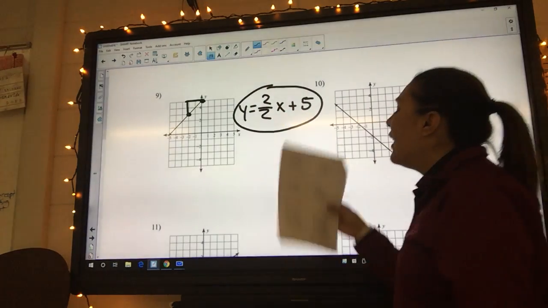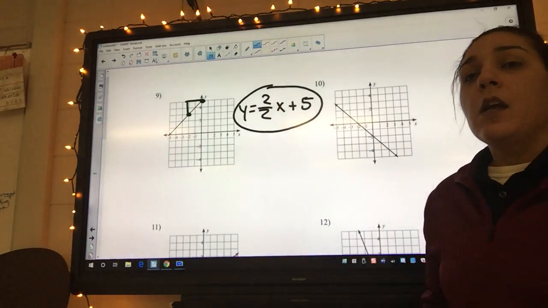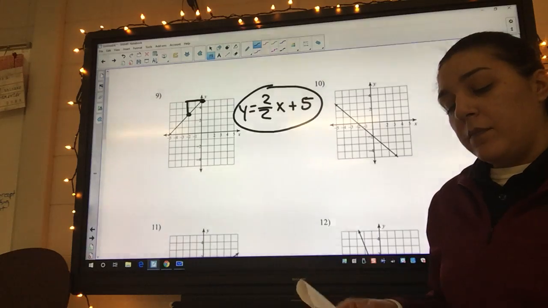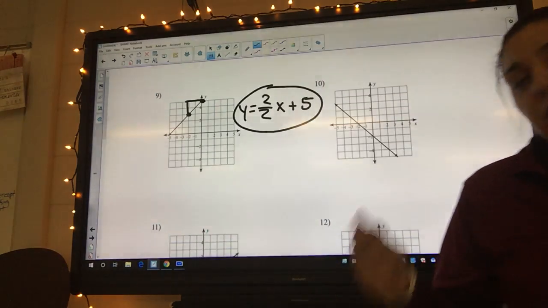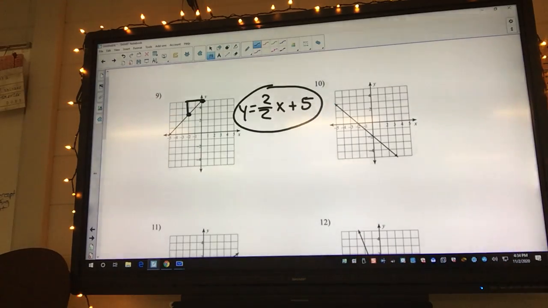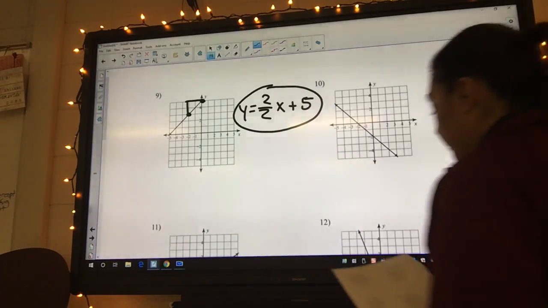You could simplify that, okay? 2 over 2 is really 1, but I'm not really focusing too hard on that right now. Let's just focus on the slope before we try to simplify and do all this extra stuff, okay?